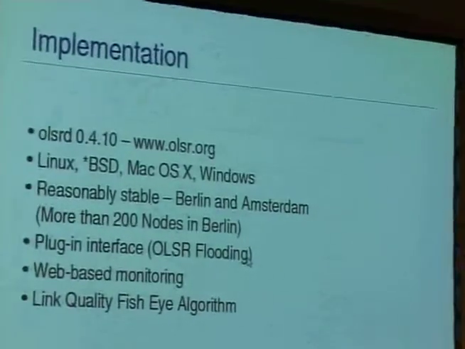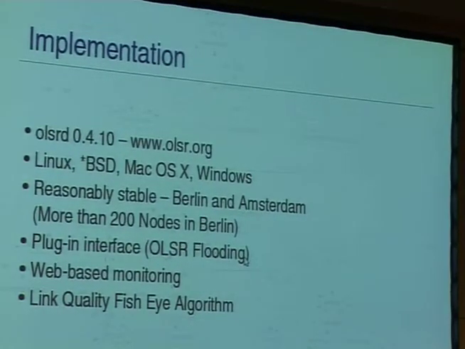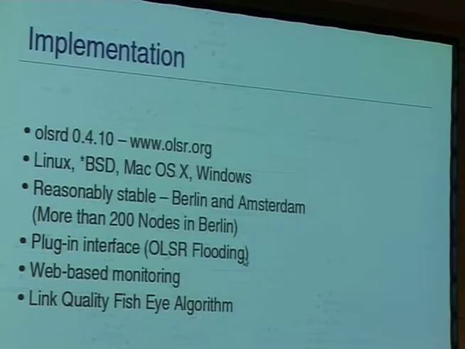If you still use 0.4.9, it's reasonably stable for smaller meshes. If you only stick to ad hoc mode, it works with 100 nodes quite well. If you mix it with multiple interfaces, and if you have infrastructure links, it works up to 200 nodes.